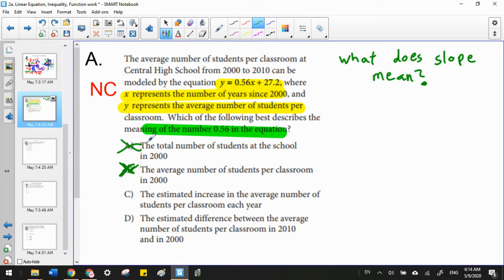The SATs, when they give you real live questions, they'll usually give you numbers that fit the context of the problem. So if we're talking about kids in a classroom, most likely it is not going to be these two things right here. So now we have the estimated increase in the average number of students per classroom each year, or the estimated difference between the average number of students per classroom in 2010 and 2000.